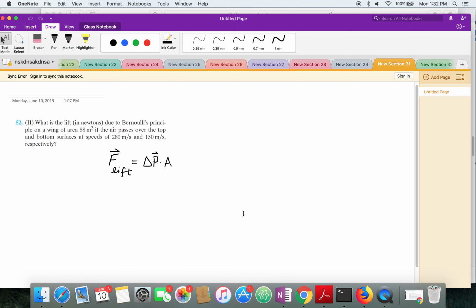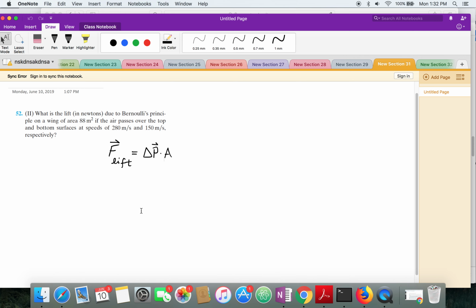Okay, so number 52. I actually wrote an equation here already. It's not that interesting, just force equals pressure times area. We already knew that. They want to know what's the lift in newtons due to Bernoulli's principle on a wing area of 88 meters squared, with air passing over the top and the bottom surfaces. So this is like a fixed wing airplane, where this is the wing and this is the tail.